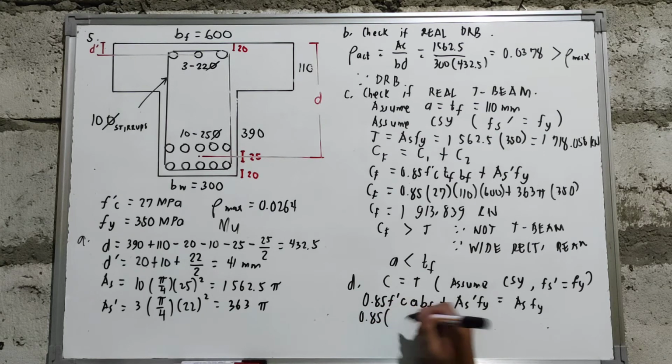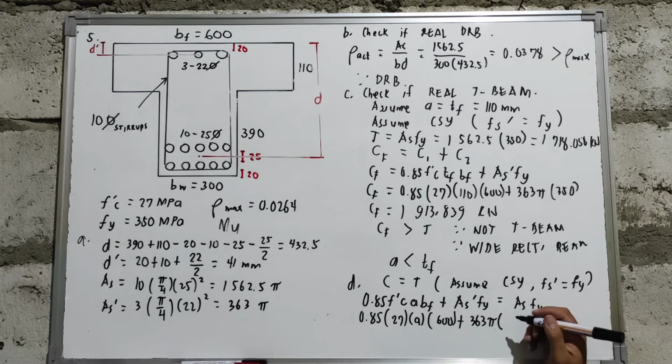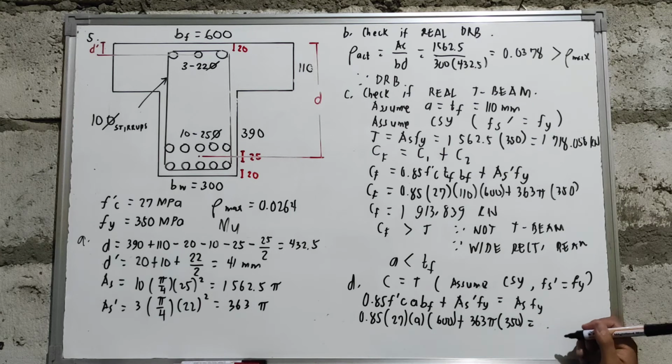We have 0.85, and our f'c is 27 megapascal. We are looking for A, the value of the base of the flange, which is 600, plus our As' of 363π multiplied by Fy, which is equal to 350, equals our As, which is equal to 1,562.5π multiplied by Fy, which is equal to 350.